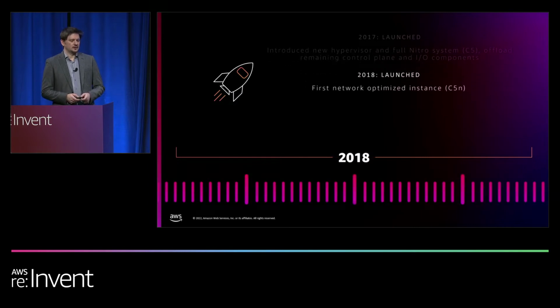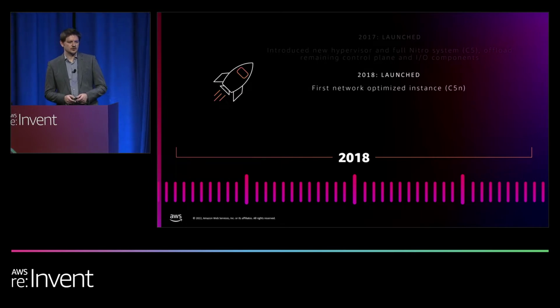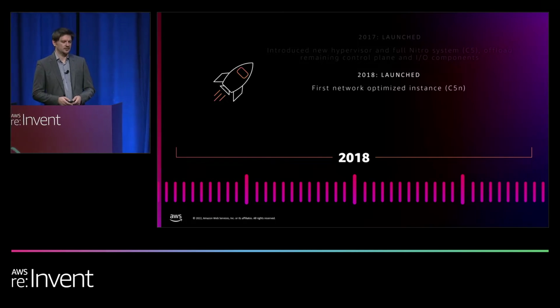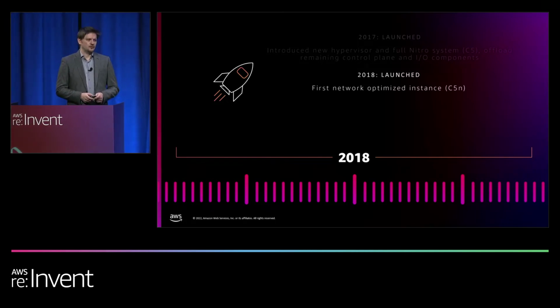And the following year, we got to the point where we were able to launch the first network-optimized instance. This was the C5N. And it was made possible by really years of innovation in Nitro, as you have seen. And it was the first instance in the cloud that offers 100 gigabits per second networking for a variety of customer workloads, which we'll talk about in a little bit. We ended up launching a full portfolio of instances.